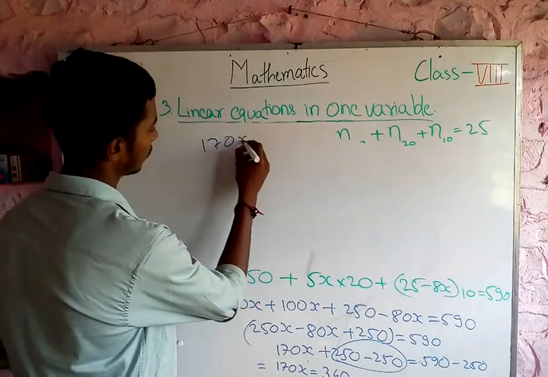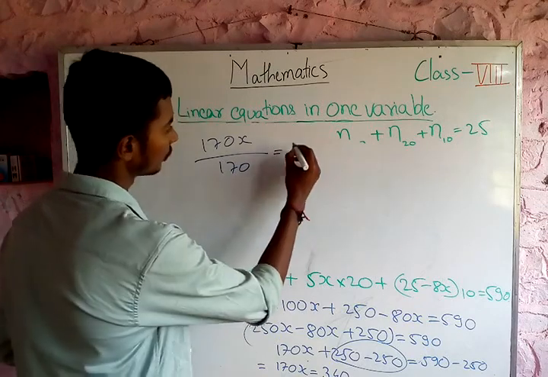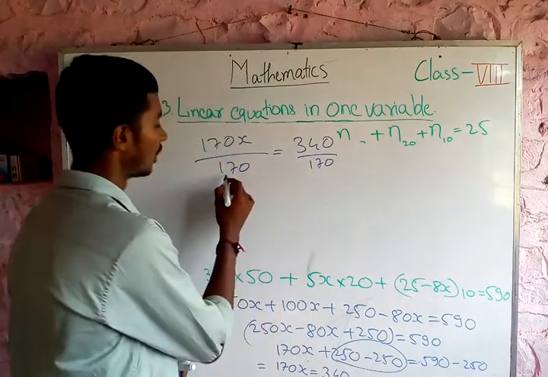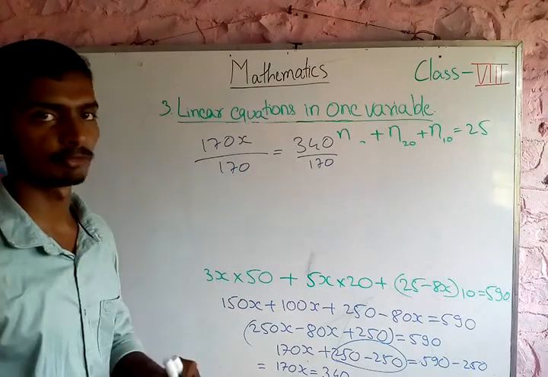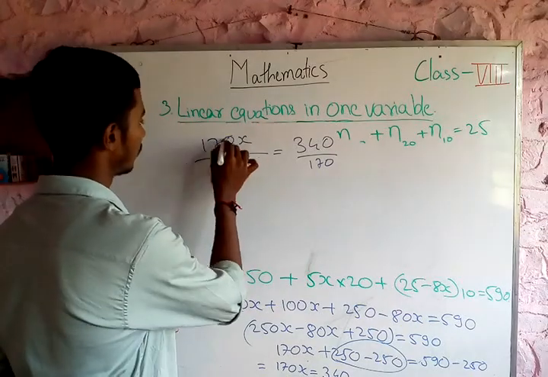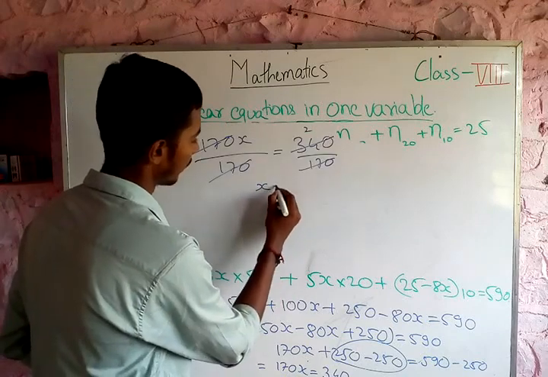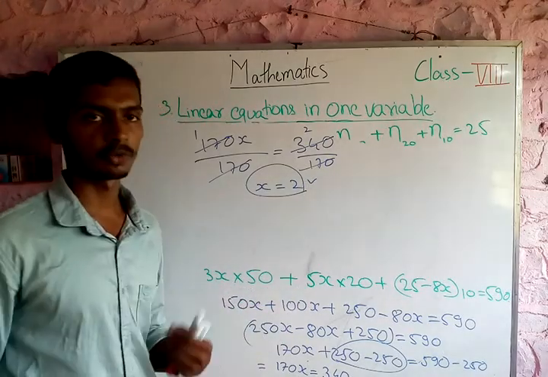So 170x by 170 is equal to 340 by 170. See here, I am doing the same operation on both sides, so the equation won't change, and 170 ones are 170, 170 twos are 340, so x is equal to 2. This is not your final answer. This is not what they are asking.